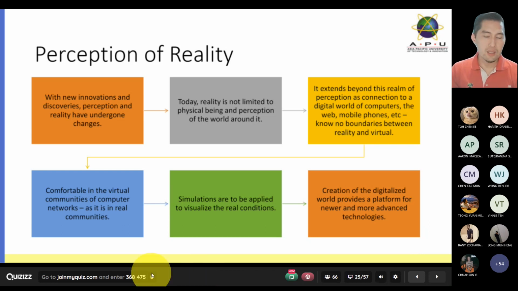Perception of reality. If everyone looks at it here, there is a separate perception of reality as we understand it today, right? You are not just bound to the physical reality you have around you. You are now realizing that there can be almost zero boundaries between what is real and what is virtual, right? The point in blue here highlights a lot about what we are going through today. Comfortable in the virtual communities of a computer network as it is in real communities.